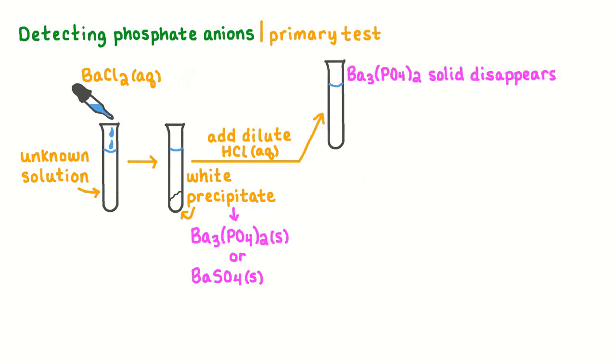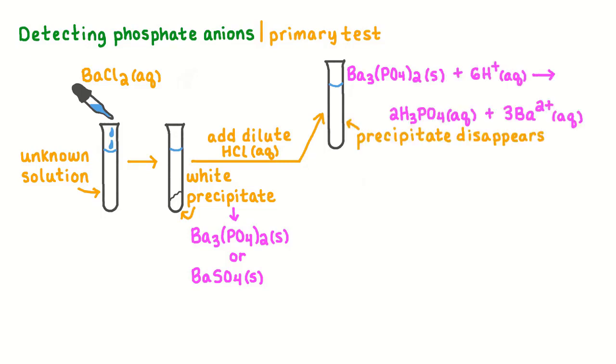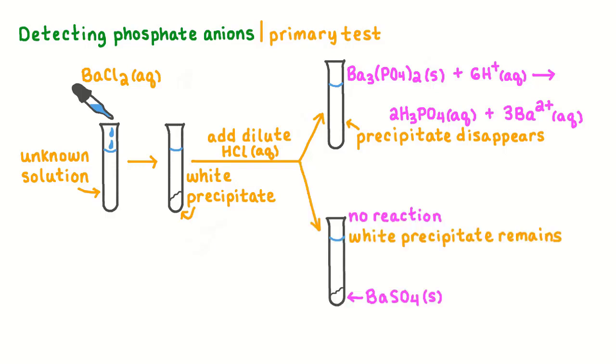When we add the acid to the white precipitate of barium phosphate, the white precipitate will disappear. The solid barium phosphate reacts with the acid to produce phosphoric acid and dissolved barium ions. This reaction will not take place with barium sulfate, and the white precipitate will remain.